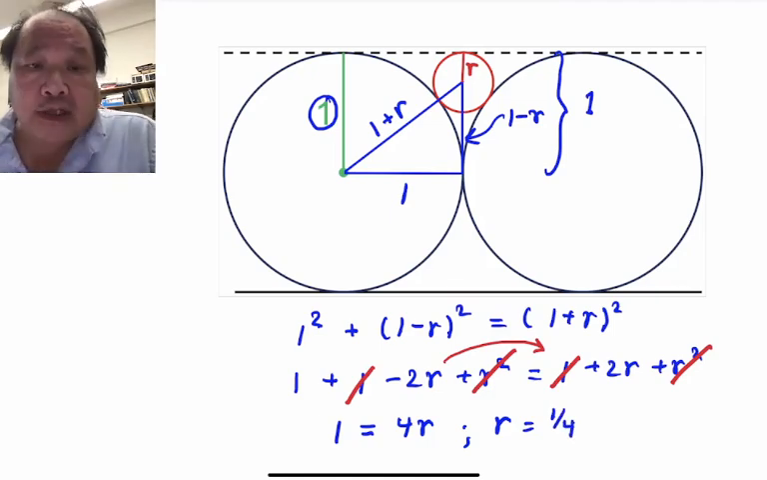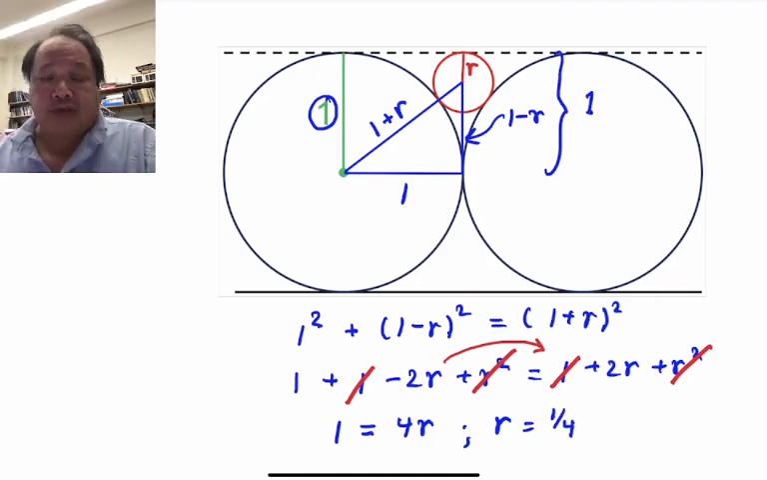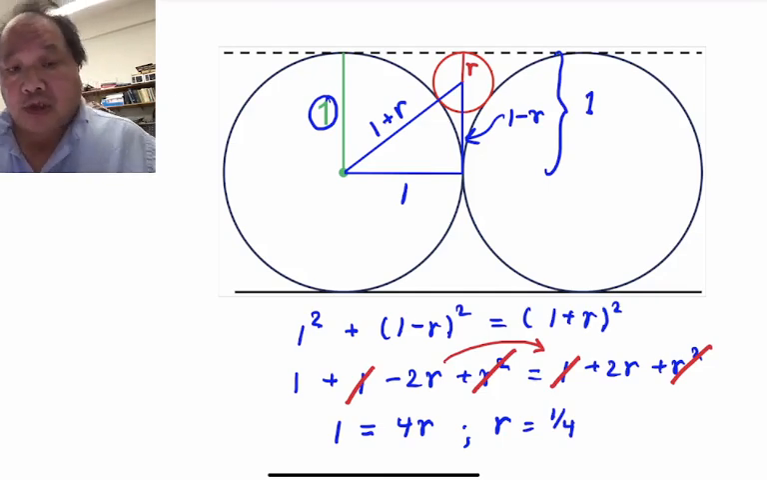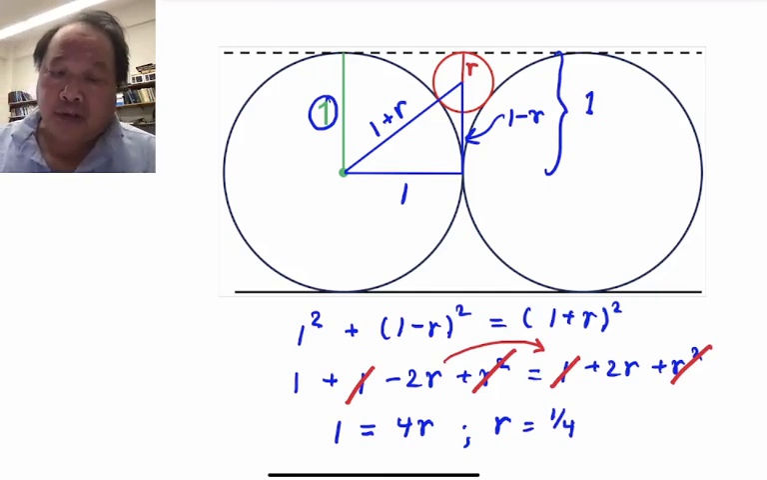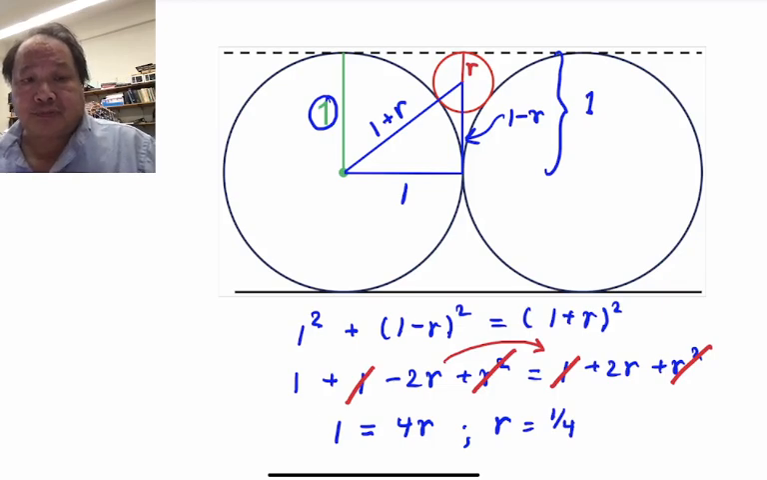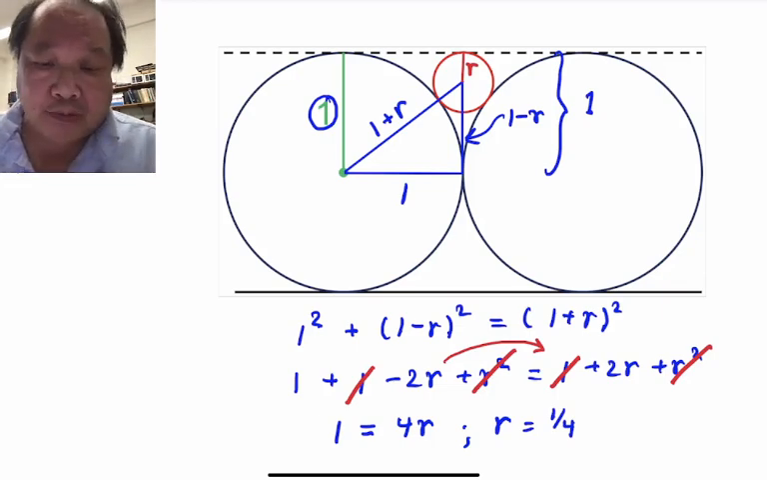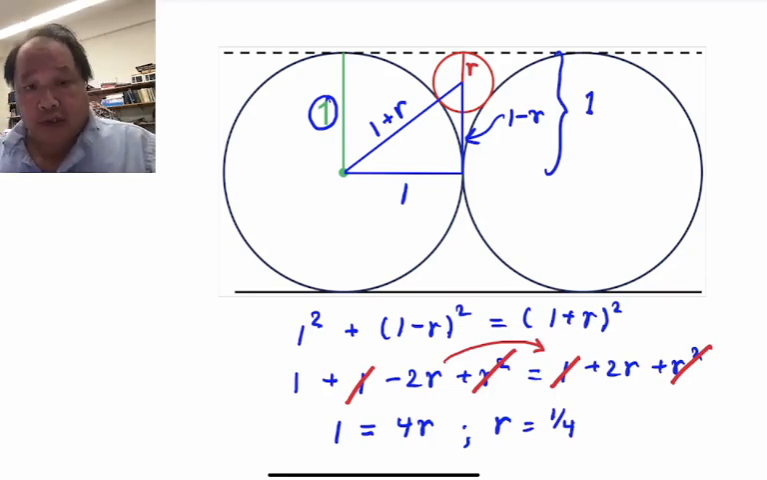So the little red circle has exactly 1/4 the radius of the big circle. And this shows the power of using right triangles to solve problems with circles. And we have other problems that we'll consider like this one in the lab.